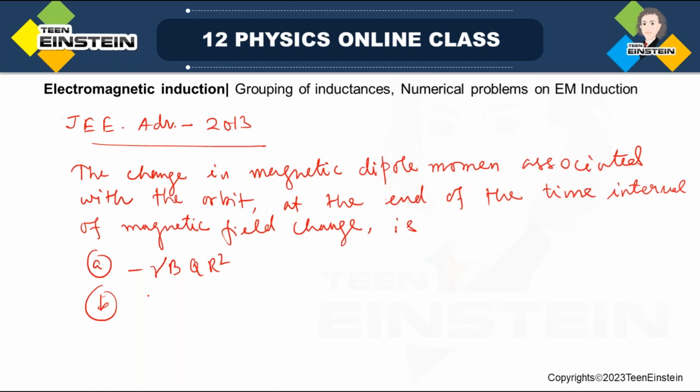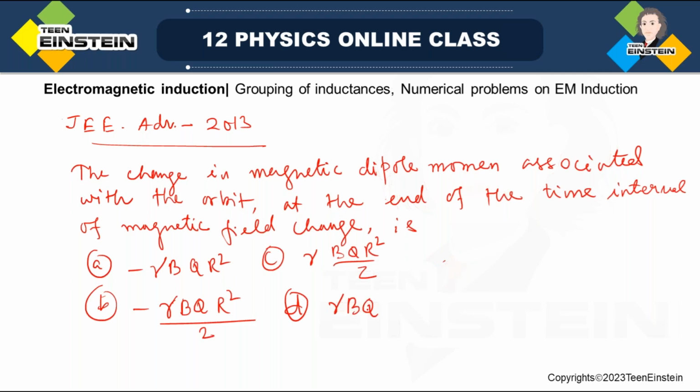Option B says minus gamma B q r square by 2. Option C says gamma B q r square by 2, and option D says gamma B q r square.